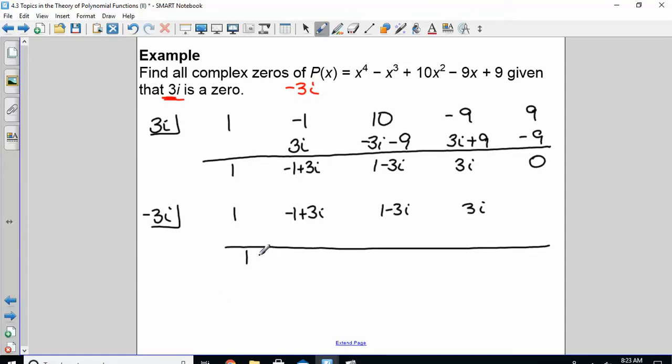So the 1 comes down. 1 times negative 3i is negative 3i. When you add those they cancel and we just have negative 1. Negative 1 times negative 3i is positive 3i. Add those, the 3i's cancel and we get 1. 1 times negative 3i is negative 3i. Add those and we get 0. So that's our remainder, our constant, x and x squared. So we have x squared minus x plus 1.